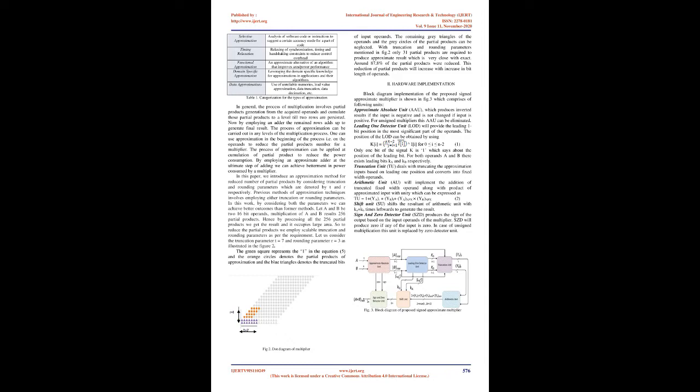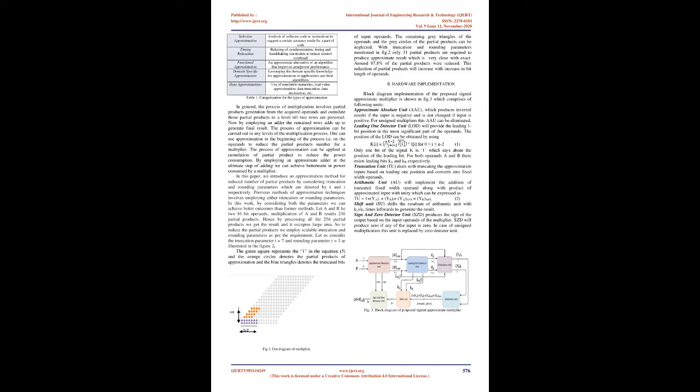Let us consider the truncation parameter T equals 7 and rounding parameter R equals 3 as illustrated in figure 2. The green square represents the 1 in equation 5, and the orange circles denote the partial products of approximation, and the blue triangles denote the truncated bits of input operands. The remaining gray triangles of the operands and the gray circles of the partial products can be neglected.